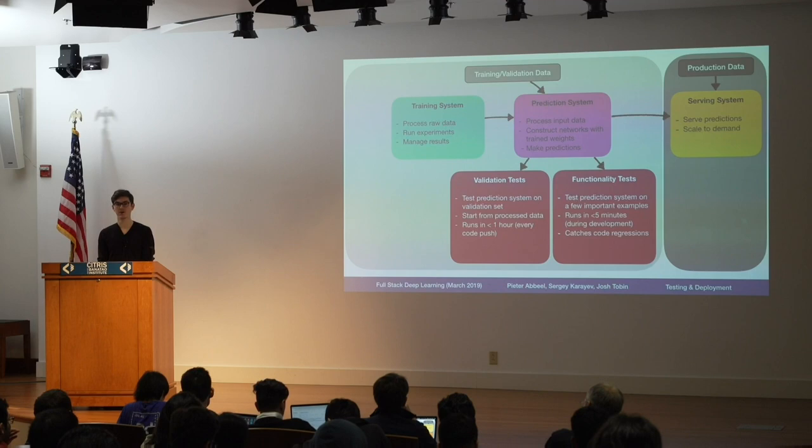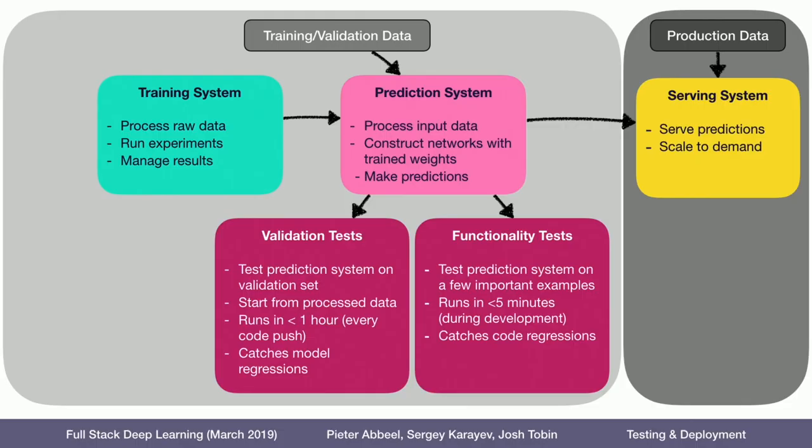The idea is that every time we push code to our continuous integration system, we'll run the validation tests, make sure the accuracy is not decreasing, not catching us off guard. And the idea is to catch model regressions. So maybe I introduce a new type of model or I update the weights. It'll take too long on my local machine to run it on all of my validation samples. But I'll push it to my continuous integration system.